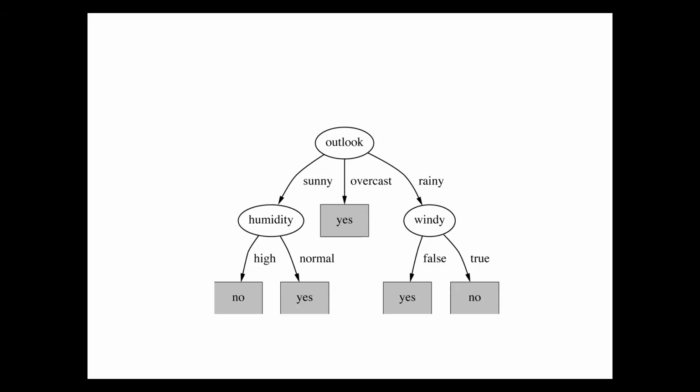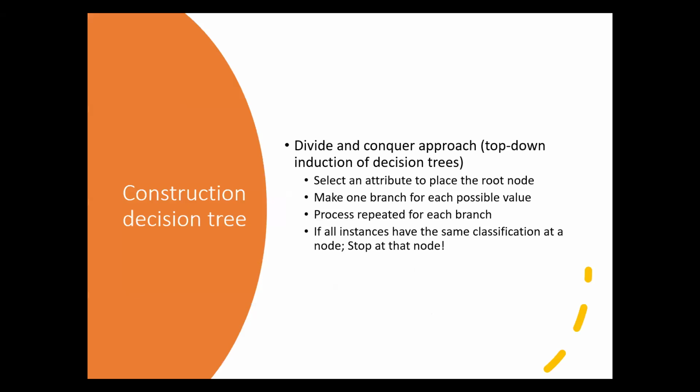Right. Now, the question that we need to first work on is, given a data set, how do we create a decision tree? This comes with what we call the divide and conquer approach to create the decision tree, which is also known as top-down induction of decision trees. So there are a few steps we need to follow. We have to start with, first of all, deciding which attribute to place at the top of the tree, which we call the root node.